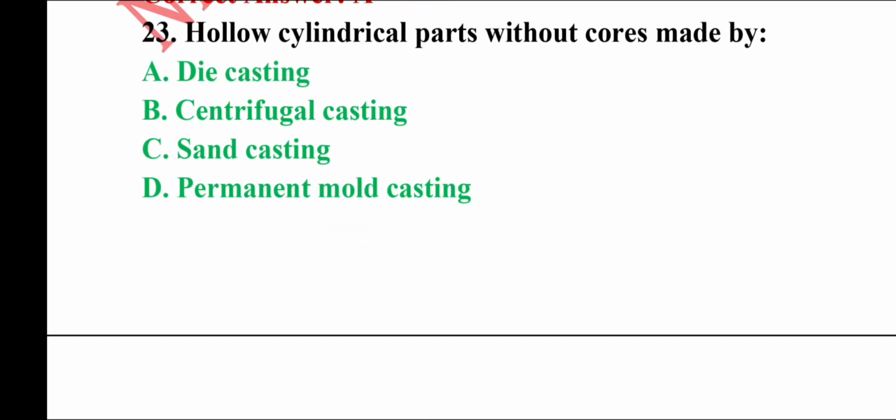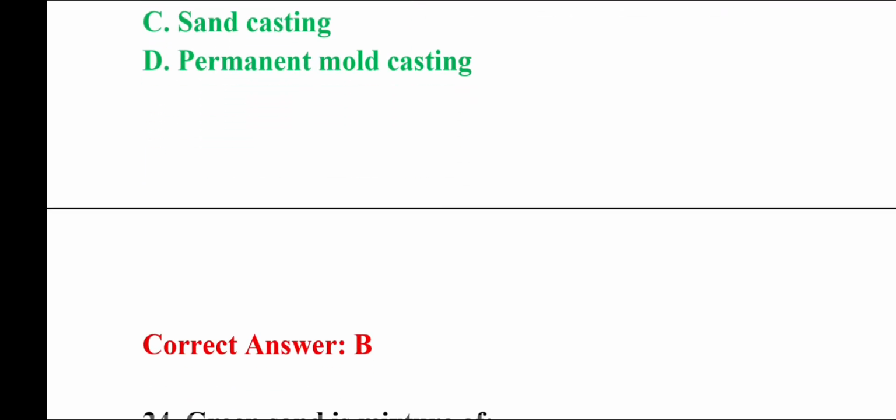Question number 23, the hollow cylindrical parts without core made by your die casting, centrifugal casting, sand casting or permanent mold casting. The correct option is B, that is your centrifugal casting.